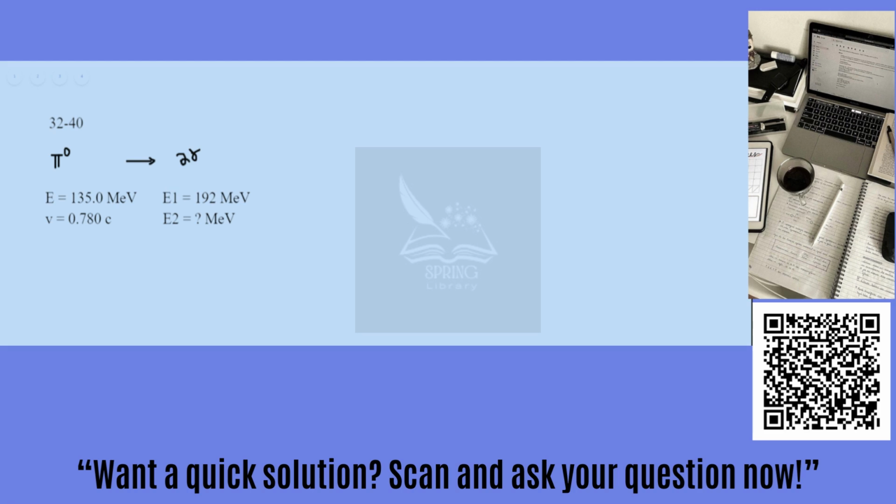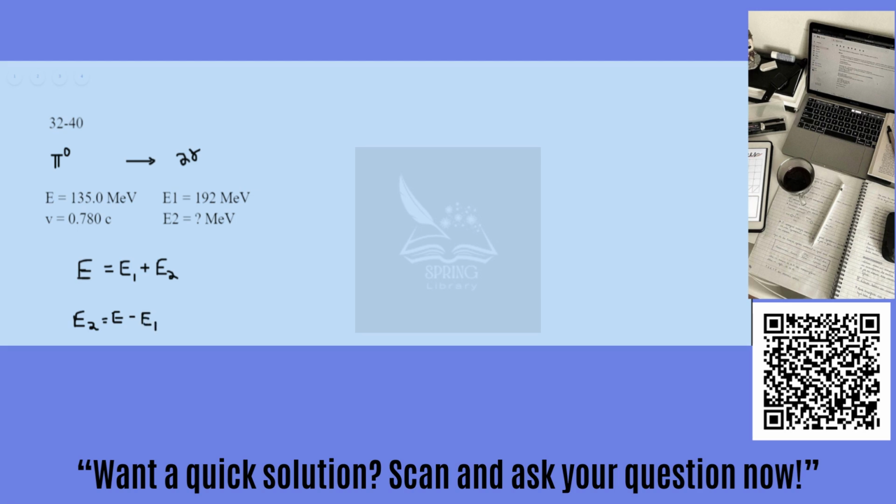So if we think of these types of reactions, one thing that must hold true is energy conservation. The energy at the start, the energy of the pion, has to equal the sum of the energies of the two gamma-ray photons. So the energy E on the left-hand side has to equal E1 plus E2. In this question, we're solving for E2, so we can rearrange this to say E2 equals the total energy minus E1.